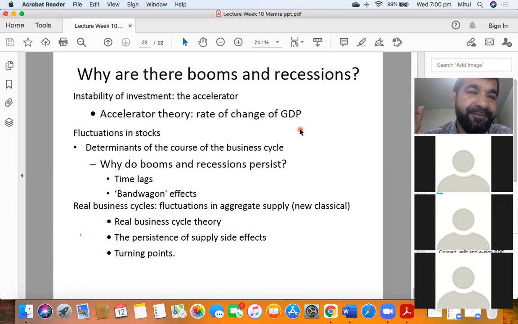Fluctuations are determinants of the course of the business cycle. Why do booms and recessions persist? Because of time lag, the bandwagon effect, and real business cycle fluctuations. Oh, this is the last slide, right? Okay. Fluctuation in aggregate supply, new classical theories, aggregate supply changes.